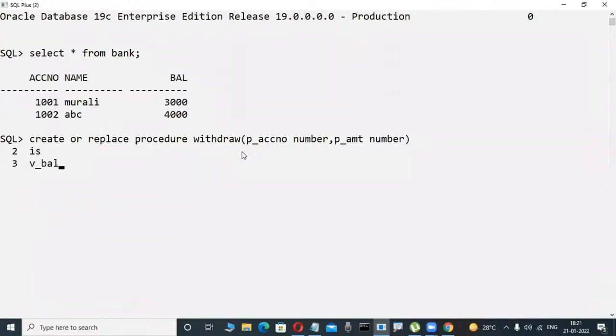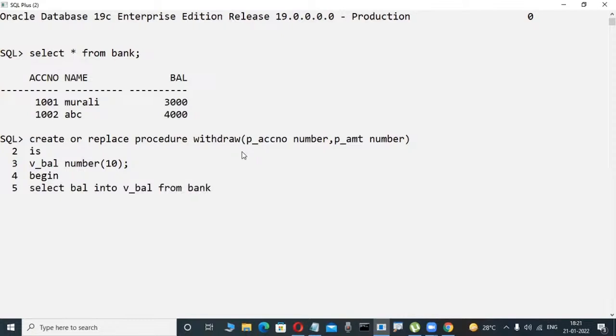I want to find out a balance. Whenever we are inserting an ATM card, we are trying to retrieve and check the balance. Now concentrate here. Some coding is there: select a balance into v_balance from bank.